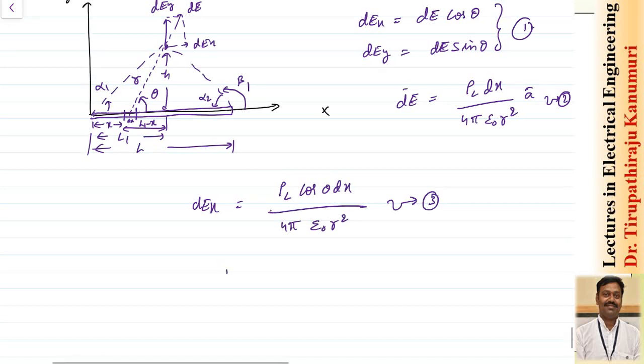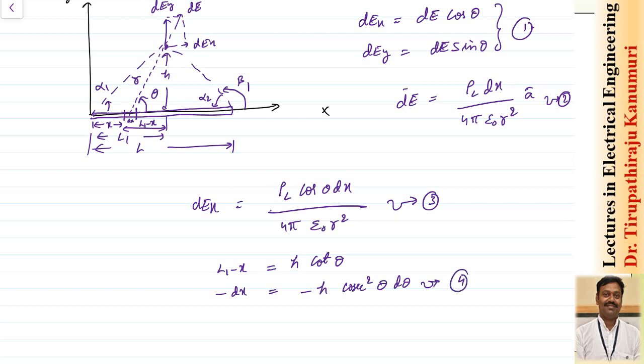So referring to this figure, I can write that L1 minus x is equal to h cot theta, because cot theta is equal to L1 minus x divided by h. You can just refer there. Okay, getting it? So from this I can write my value of dx. Differentiating on both sides, minus dx will be equal to minus h cosecant square theta d theta. So this I can take as equation number 4.